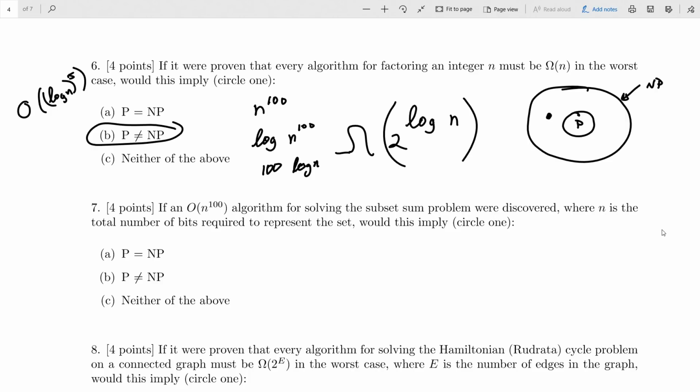Suppose you found an O of n to the 100th algorithm for solving the subset sum problem, where n is the total number of bits required to represent the set. What would this imply? Would it imply P equals NP, P is not equal to NP, or neither of the above?